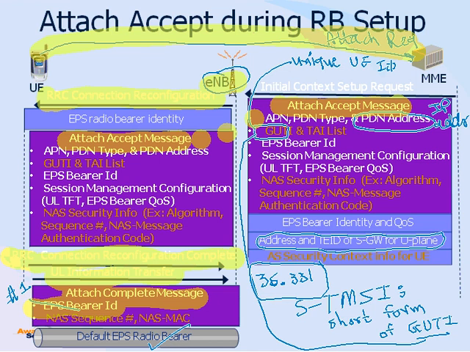So this uplink information transfer is sent to the eNodeB, and then the eNodeB would extract the NAS message and forward it to the MME? The MME, that is correct. Yes, absolutely correct.